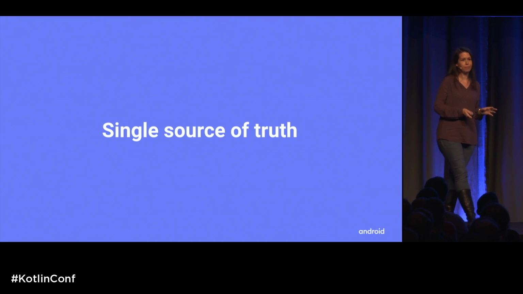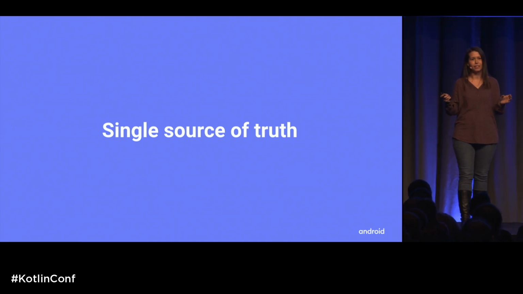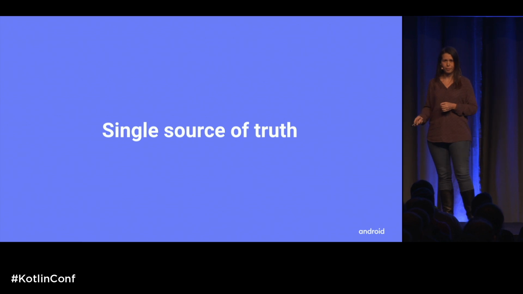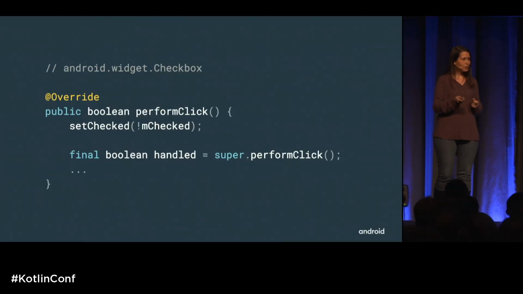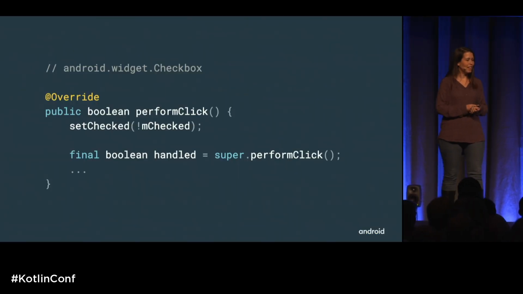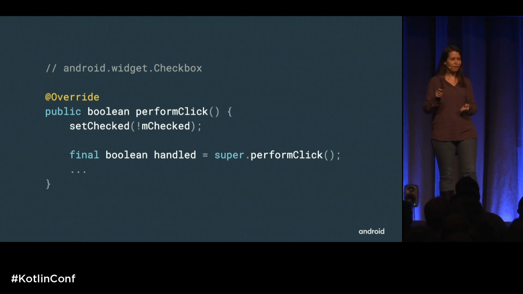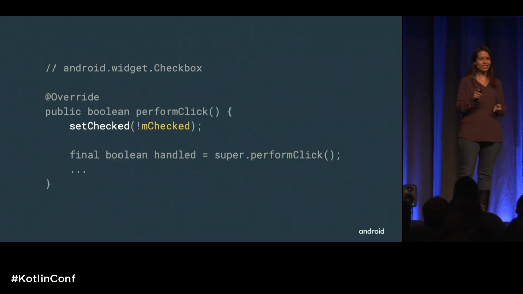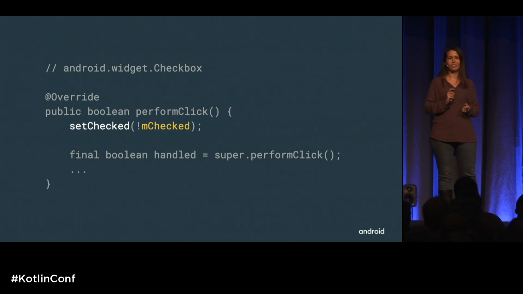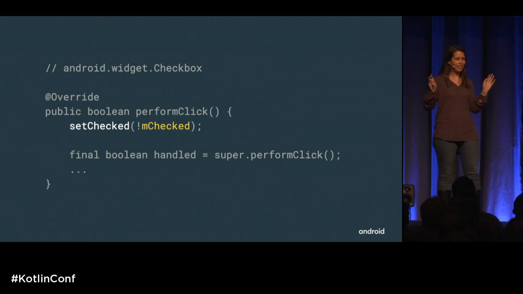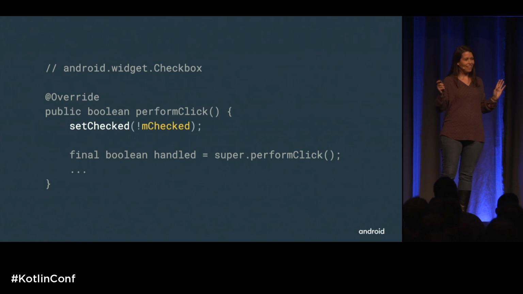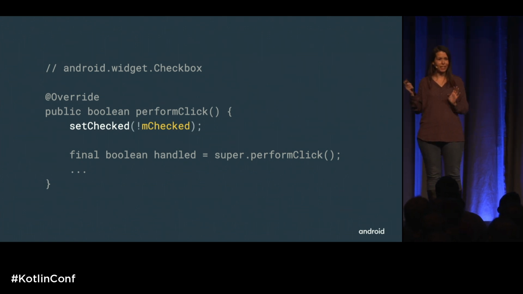Another very, very important principle that we're basing the entire system on is that there's a single source of truth. If you're used to the existing Android toolkit, you'll see things like, for example, checkbox. I pulled a method in here. When you tap on a checkbox, it has this performClick method. The first thing it does is change its internal state. It has this mChecked variable that it owns. And it's like, OK, I'm checked now. And then it remembers to call you and make you deal with your thing.